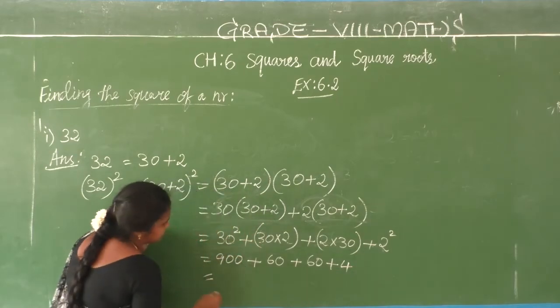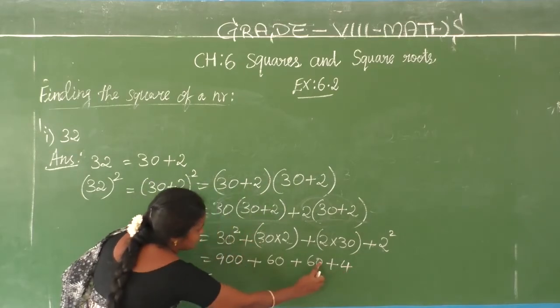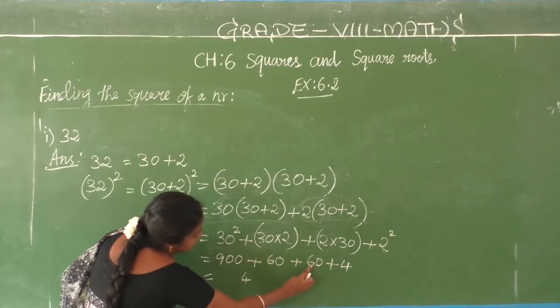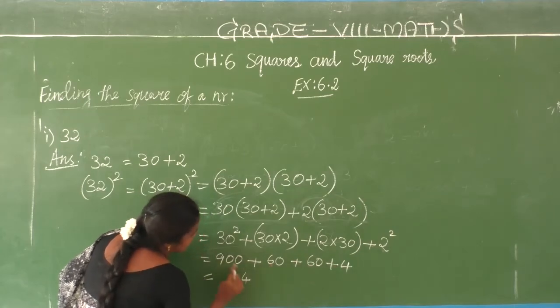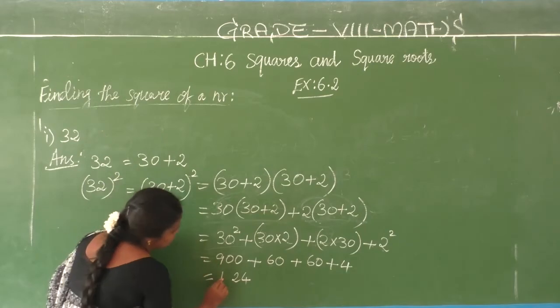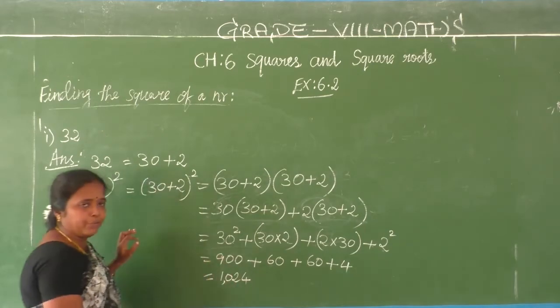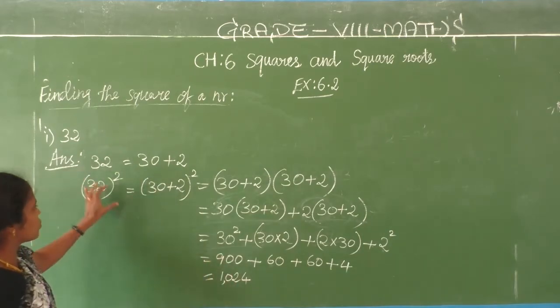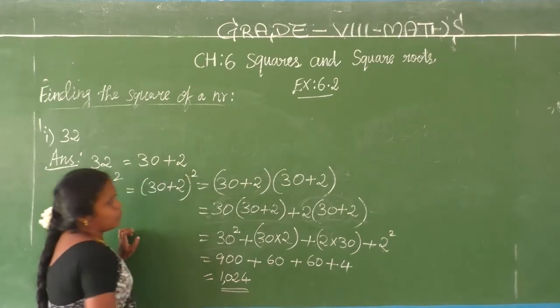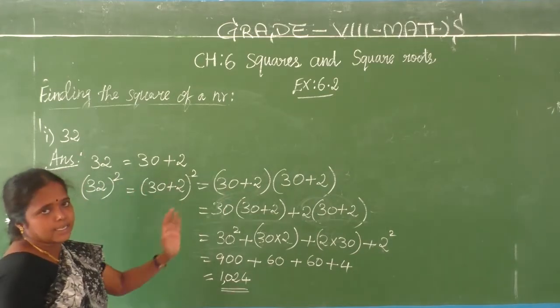Add up the ones numbers: 0 plus 4 is 4. Then the tens number: we consider 6 plus 6, 12. 12 means 2, remainder 1 goes to the hundreds place. 9 plus 1 is 10. So 1024. See, 32 square, what is the answer? 1024. In this way only you have to complete this section.